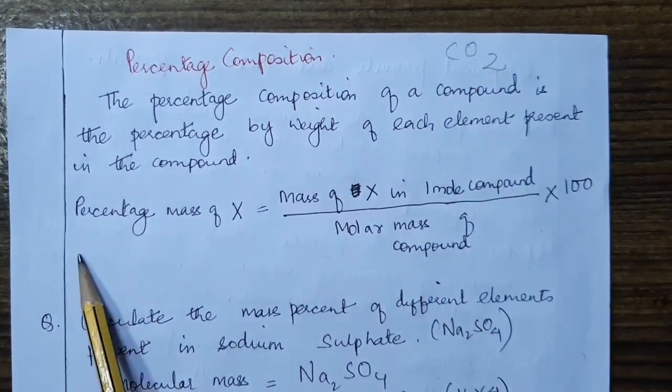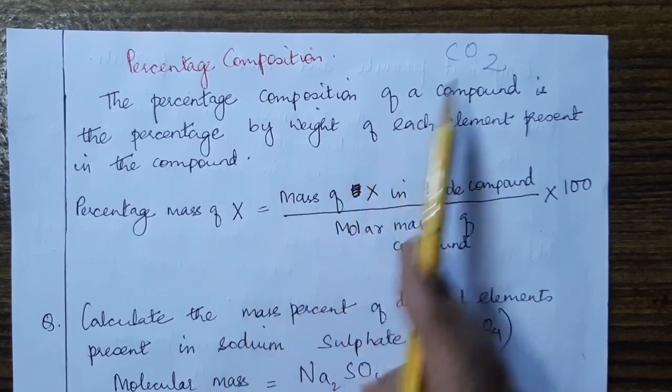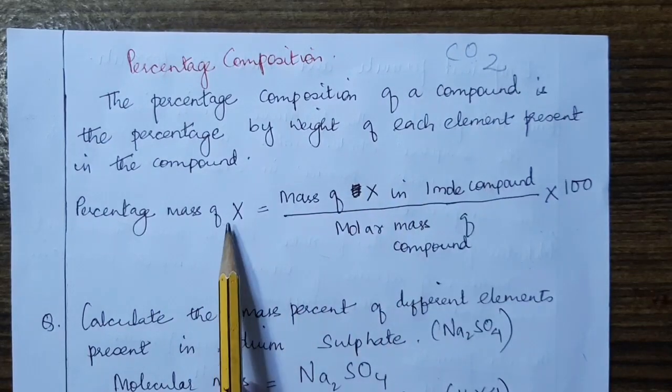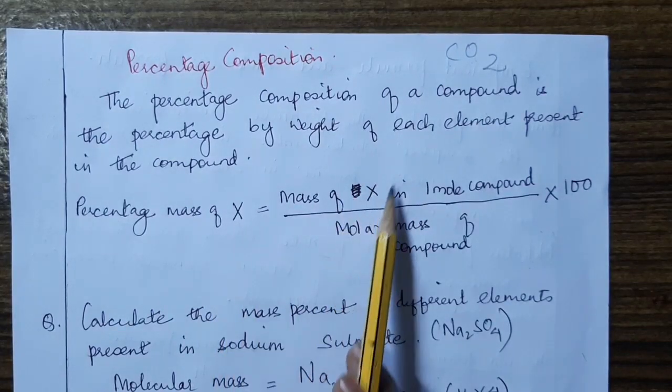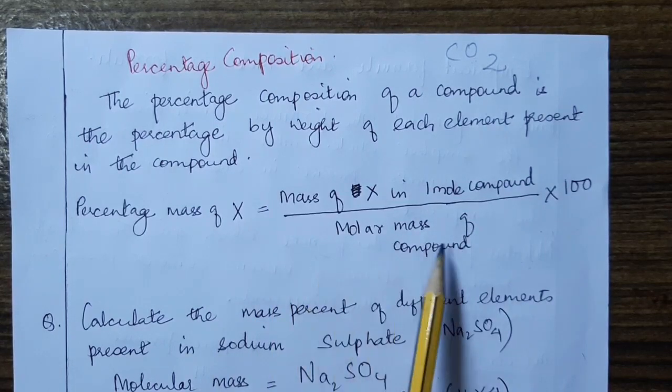Now how do we find out the mass percentage? Mass percentage of any element X. Let's take carbon, let's take oxygen. It would be the mass of that element in 1 mole of compound divided by the molar mass of the compound.